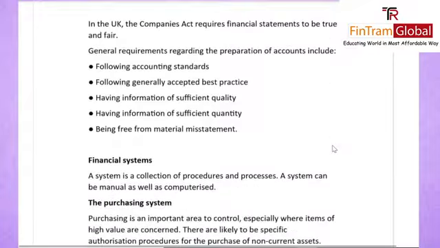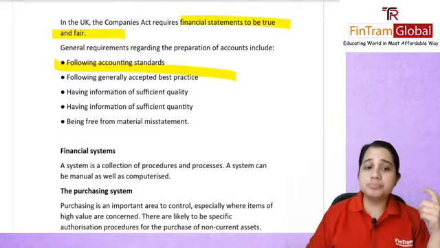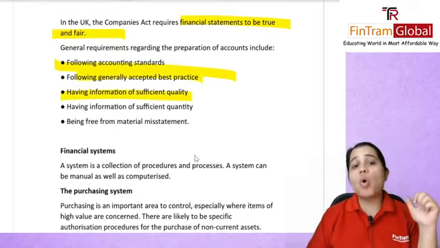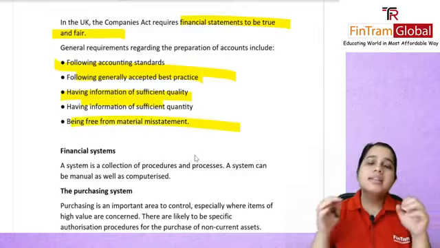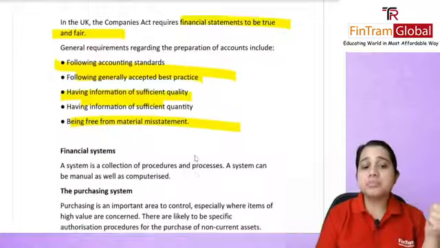Now in the UK, the Companies Act requires that the financial statements be true and fair. And there are some requirements: you need to follow accounting standards, and you need to follow generally accepted best practice. You need to make sure that you have information of sufficient quality and quantity, and that it is free from any material misstatement.